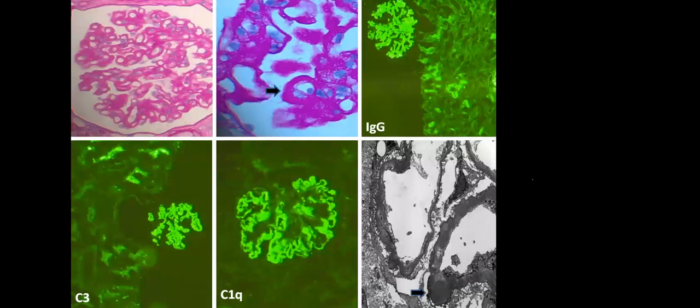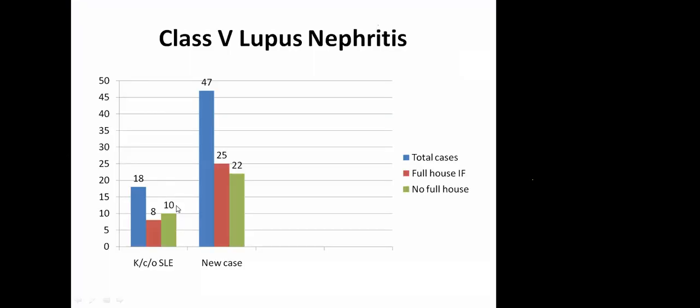Now if you look at lupus, if C1q is there and a full house immunofluorescence pattern is there, diagnosis of lupus is not a problem. So EM is not required actually. And when you do IgG subclasses, you will find IgG4 is negative in lupus or secondary membranous, but other IgG subclasses will be there. So IgG1, IgG2, IgG3 will be there.